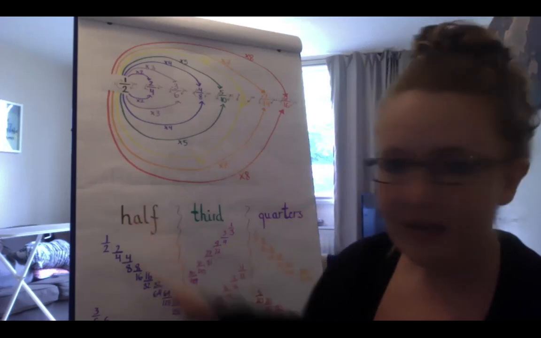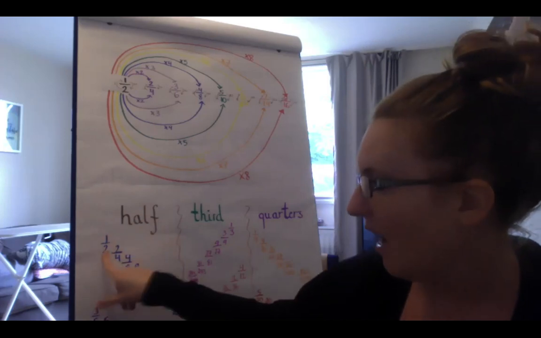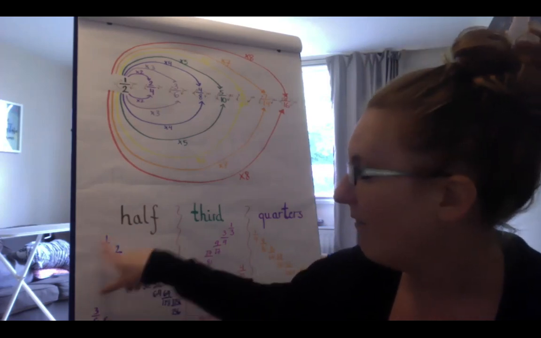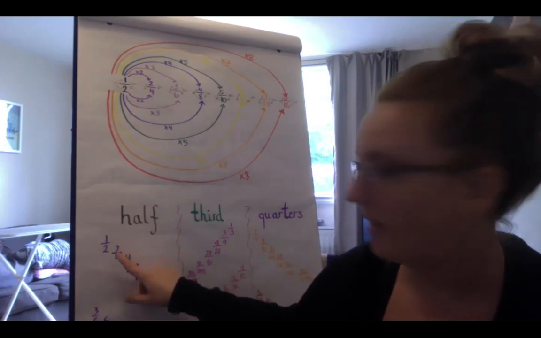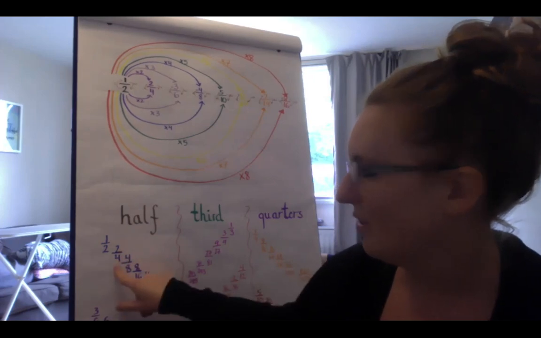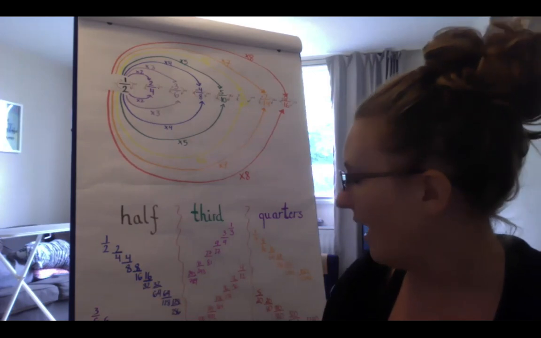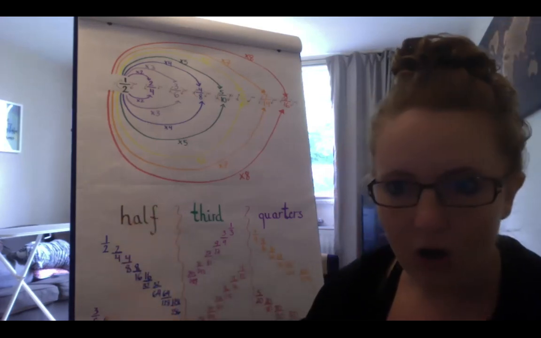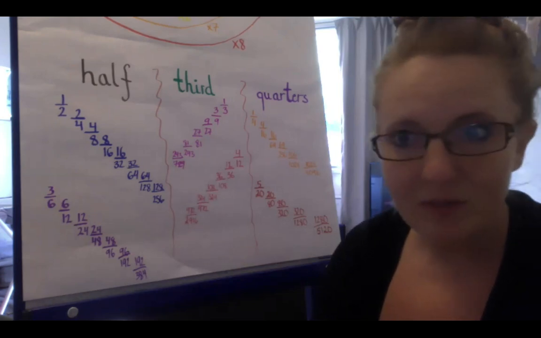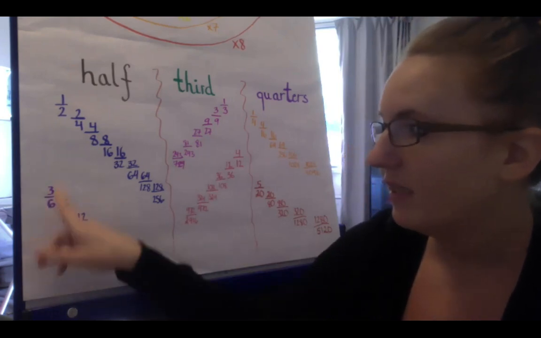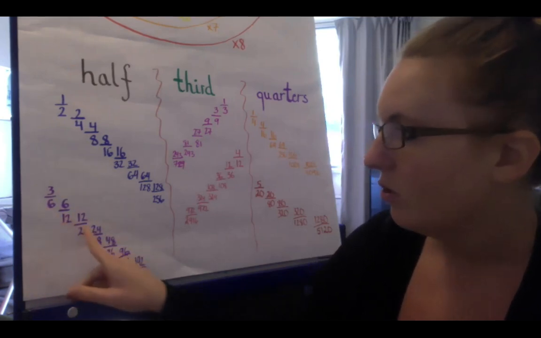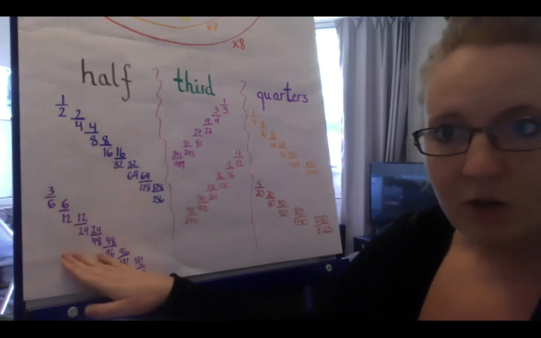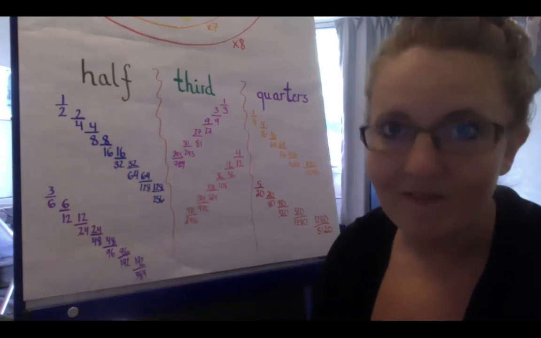Another example, if we look at our halves here, 1/2, I've now multiplied each numerator and denominator by 2. So 1/2 becomes 2/4. Multiply that by 2, denominator and numerator, 2/4 becomes 4/8. Carry on, 8/16, 16/32, 32/64, it goes on and on. I know that these all are equivalent to half. Then I've multiplied those by 2. So 3 times 2, 6, 6 times 2, 12. 12 times 2, 24. And I've carried on. Here we know these are equivalent because they're using our multiples of 2.